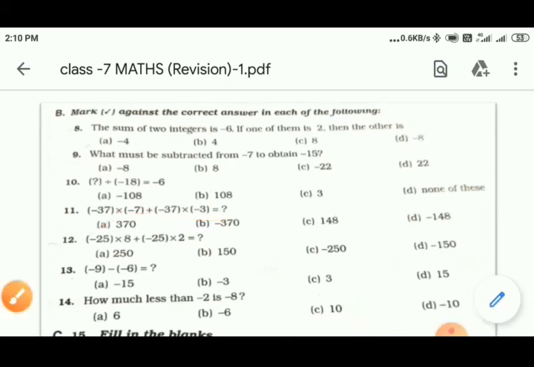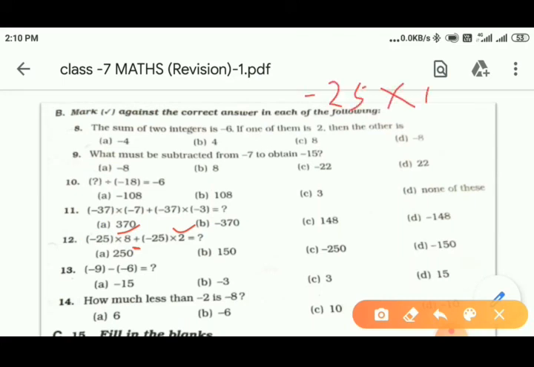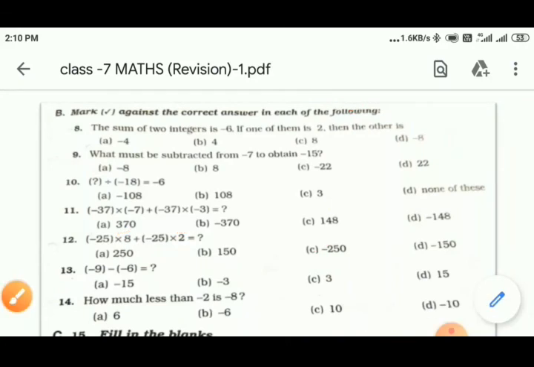Now the question number 12, again distributive property. You can see that negative 25 and negative 25 is common. So when these are common, we need to take negative 25 as common, and what is left? 8 and 2. So 8 plus 2, because between sign is plus. So 8 plus 2, 10. So when you are multiplying negative 25 with 10, what we will get? Negative 250. So the answer is option C is correct of question number 12.